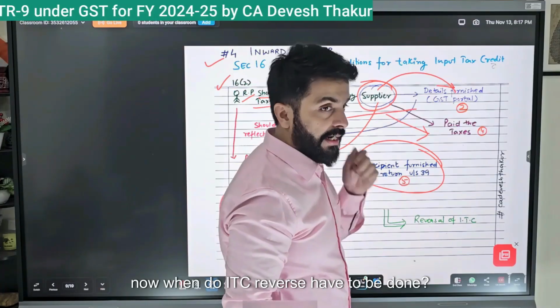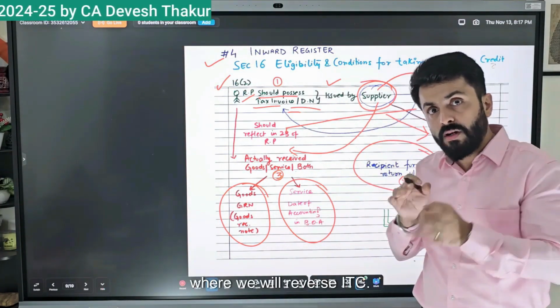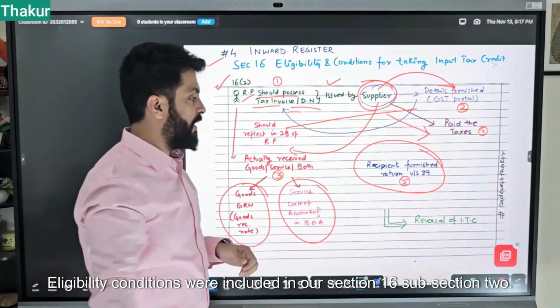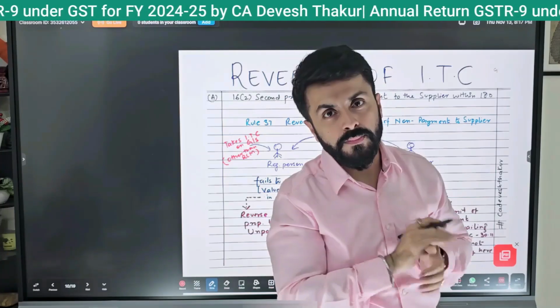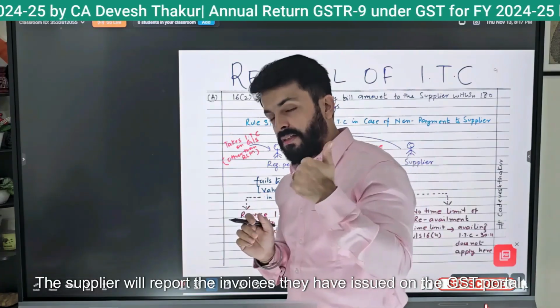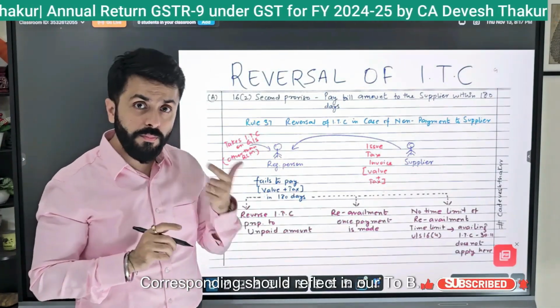Now, when does ITC reversal have to be done? Understand the relevant sections and rules where we will reverse ITC. Eligibility conditions are included in Section 16(2). First condition: a person must have a document. The supplier will report the invoices they have issued on the GST portal, and correspondingly it should reflect in our 2B.